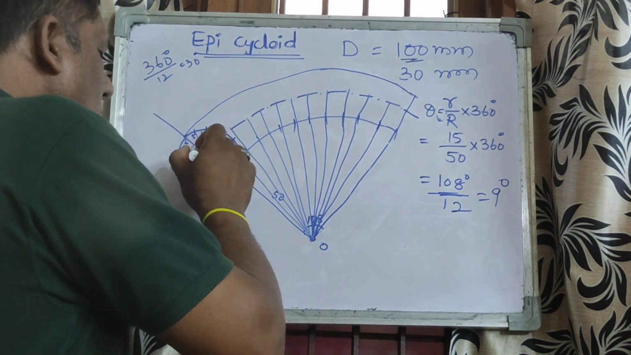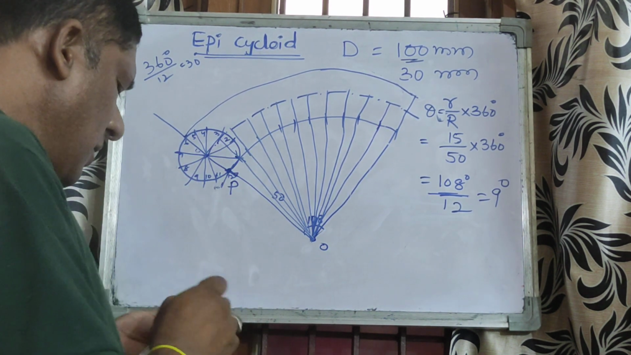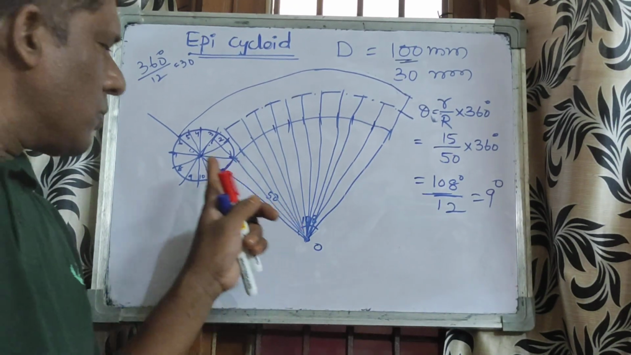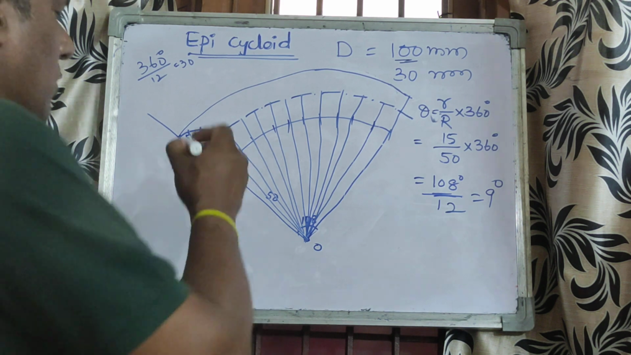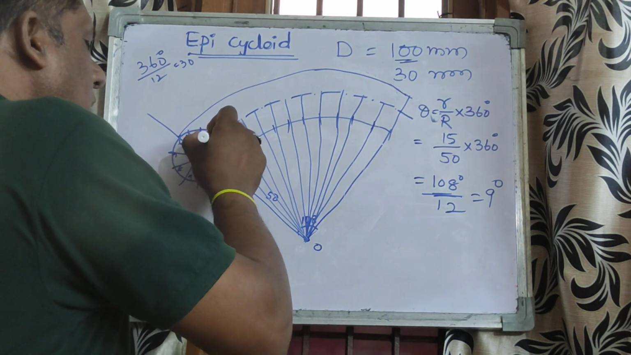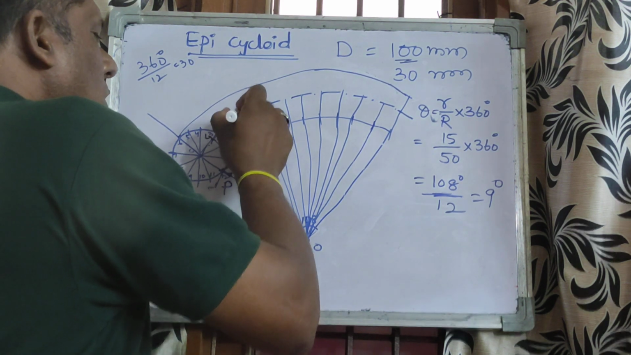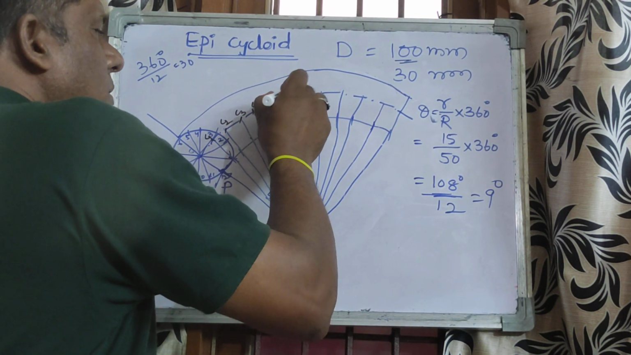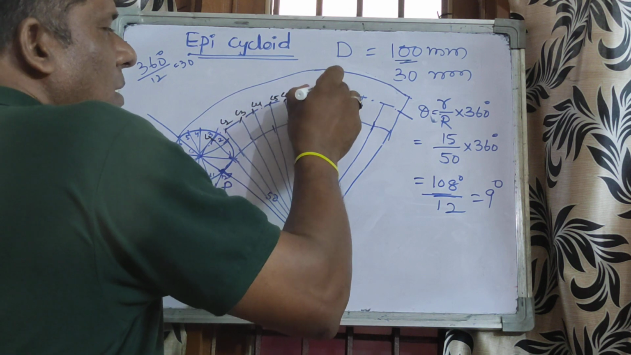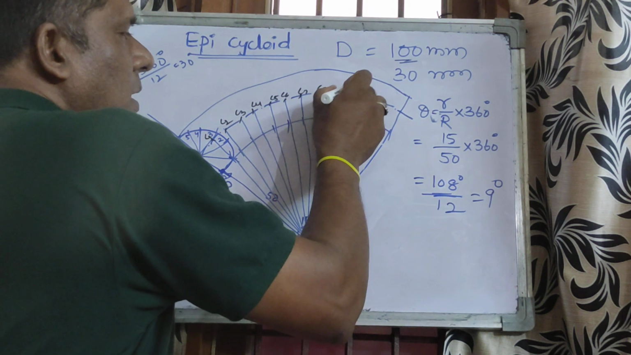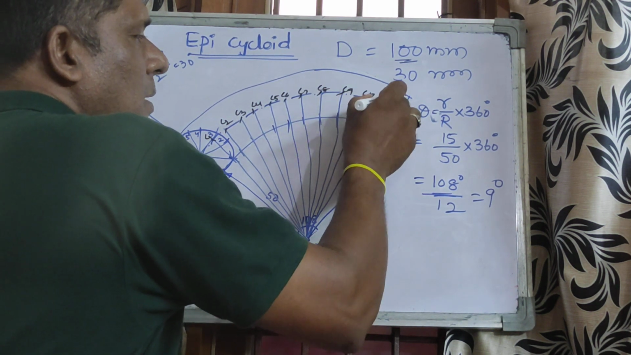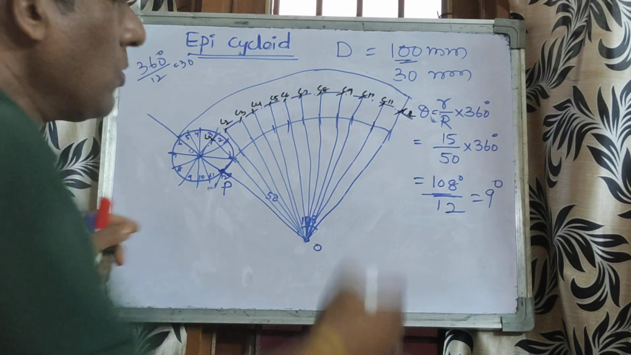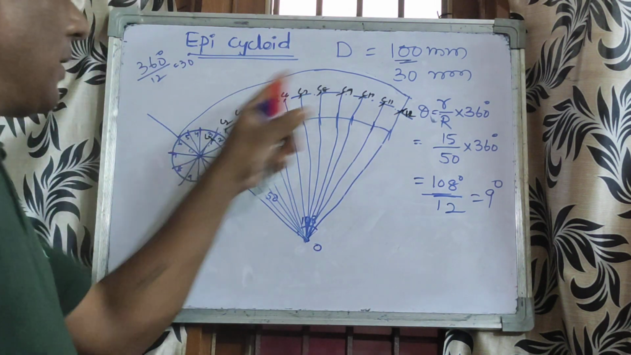Okay. So these are the 12 points. So this center point is C. So this first center is C1. Second is C2. Third is C3. C4. C5. C6. C7. C8. C9. C10. C11. And this is C12. Okay. So these are the center points.